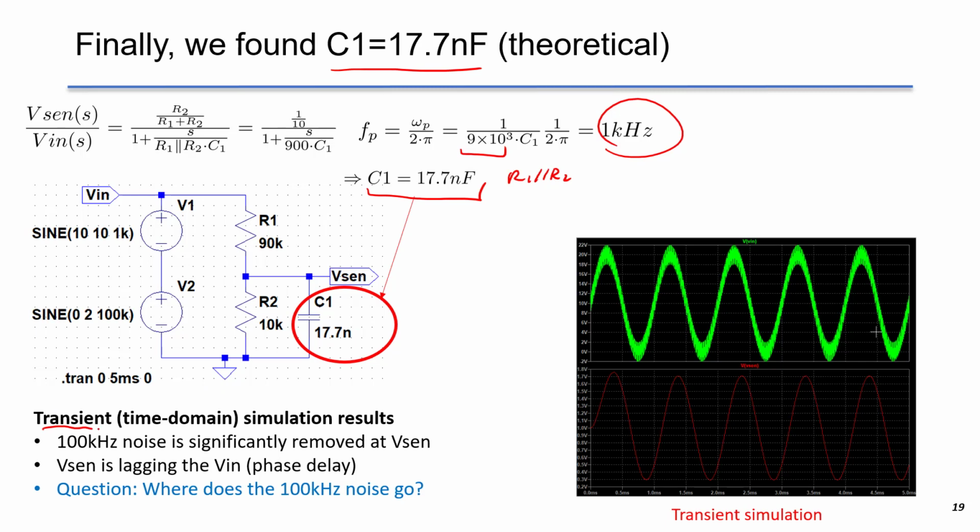We run the transient simulation. So this is the input voltage, and this is the Vsen. We can see Vsen is much cleaner than before because of C1. The second observation is that Vsen is slightly lagging Vin because this pole causes some phase delay. So now the question for you is, where does the 100 kHz noise go? Think about this question.